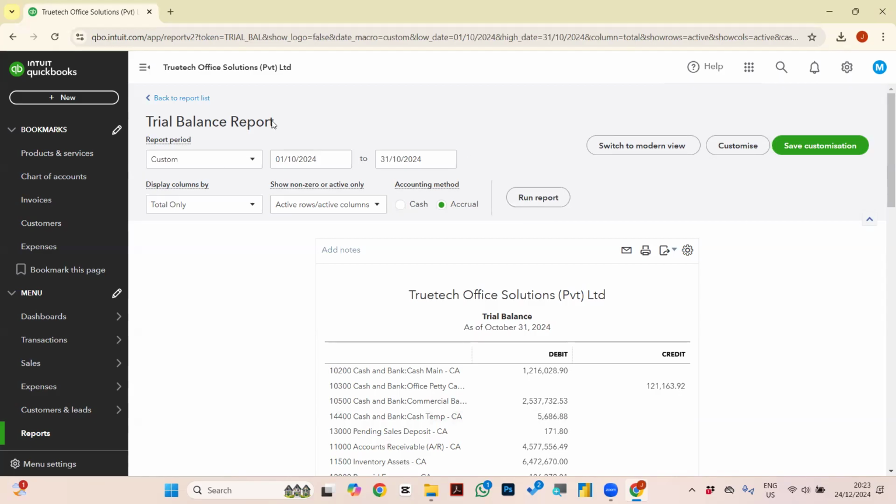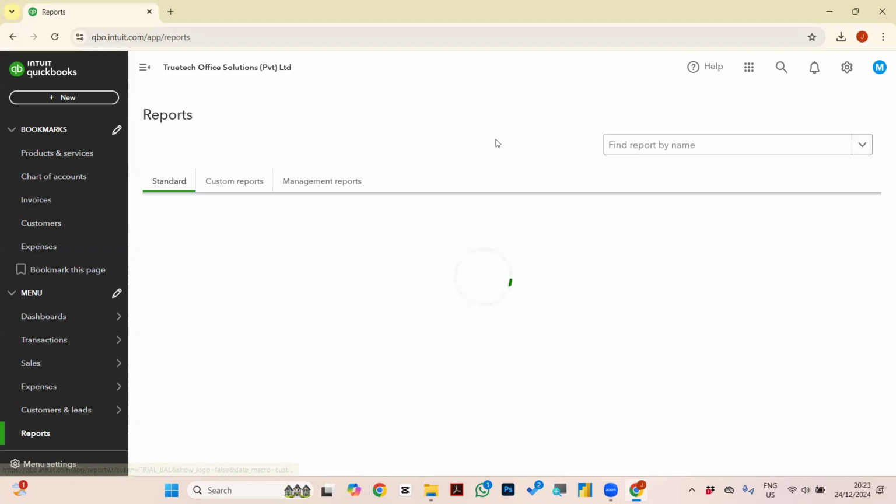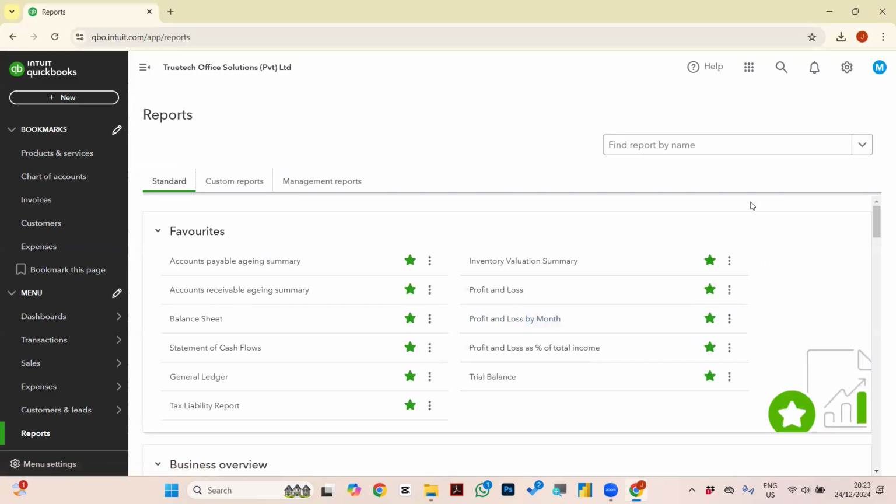So if the auditors ask, simply go to the trial balance, and from here you can export to Excel, and then you can give it to the auditor. It's very simple, but make sure to select the period correctly. I'm going to go back to the reports. There are again different trial balances we can take. So we have seen only one.